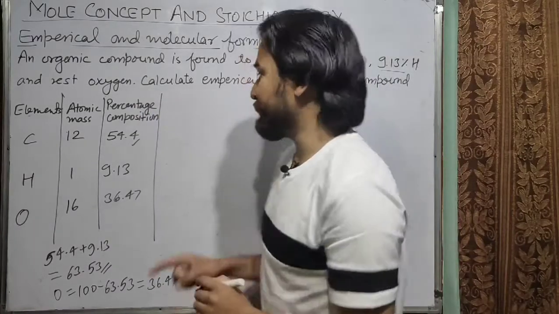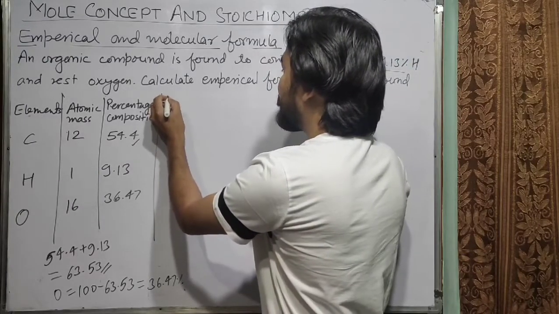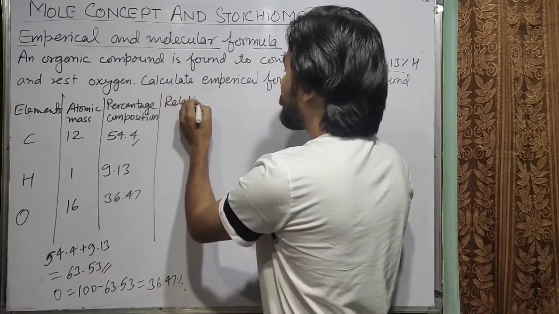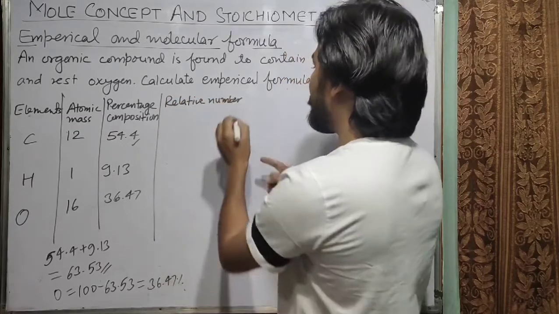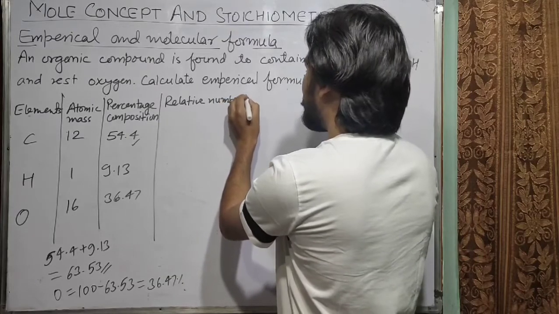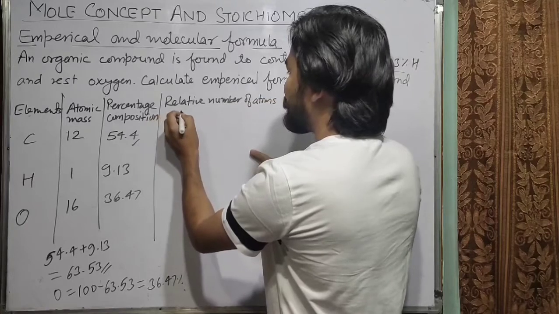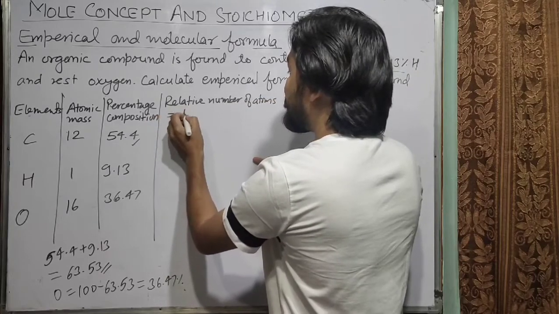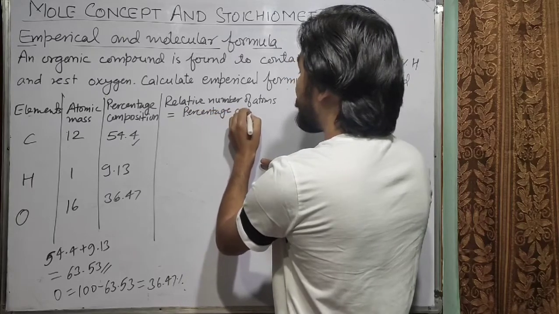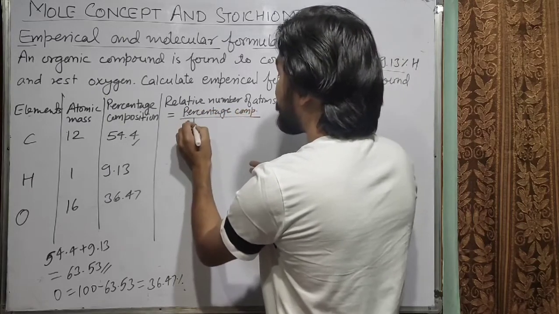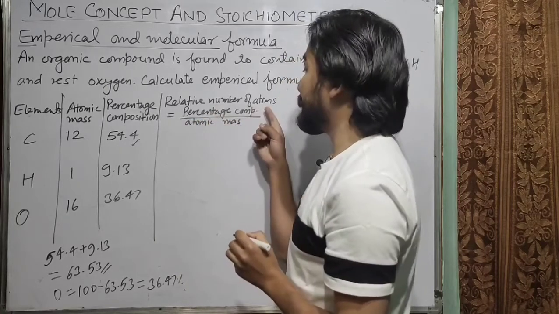Now the next column is all about the relative number of atoms. This is a little bit tricky. What is the formula for the relative number of atoms? It is equal to percentage composition divided by atomic mass. If you have this formula, you can calculate the relative number of atoms very easily.